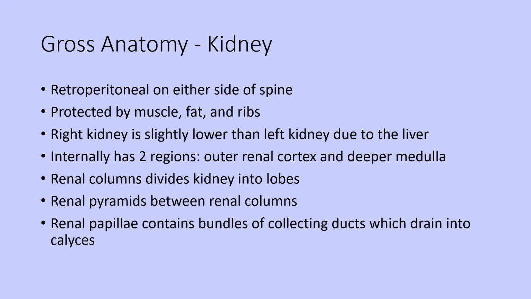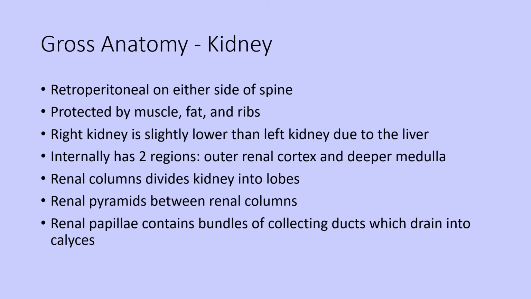They are protected. There's a capsule that surrounds each one. There's fat. You also have the bottom of the ribs helping to protect them. You've got a lot of your abdominal muscles that help to protect them. The right kidney is a little bit lower than the left kidney because of the liver extending down.